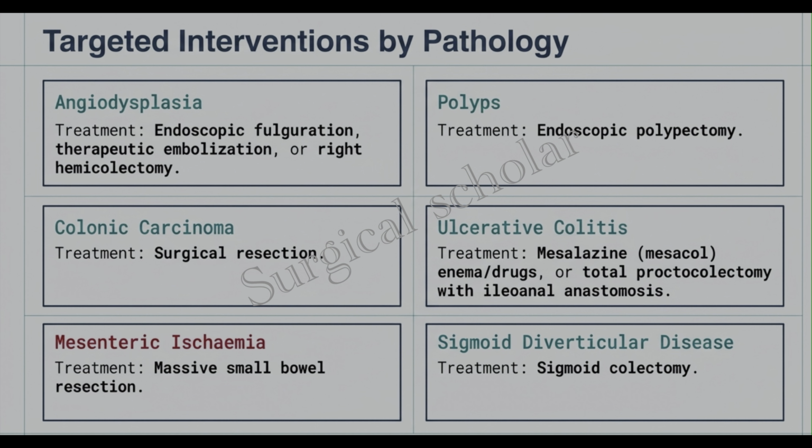The targeted treatment: for angiodysplasias, endoscopic fulguration, therapeutic embolization or right hemicolectomy is performed. For polyps, endoscopic polypectomy is done. Colonic carcinoma, surgical resection is planned for. Ulcerative colitis, mesalazine, Mesacol enema or drugs, or total proctocolectomy with ileoanal anastomosis. Mesenteric ischemia, massive small bowel resection needs to be done. In sigmoid diverticular disease, sigmoid colectomy needs to be done.